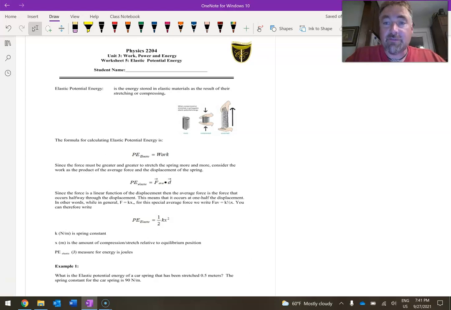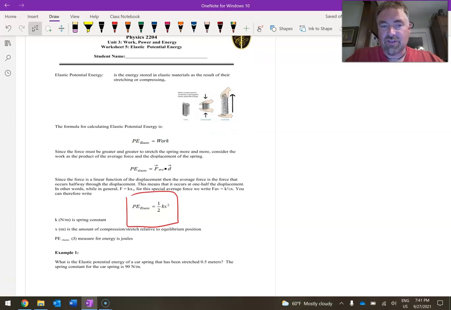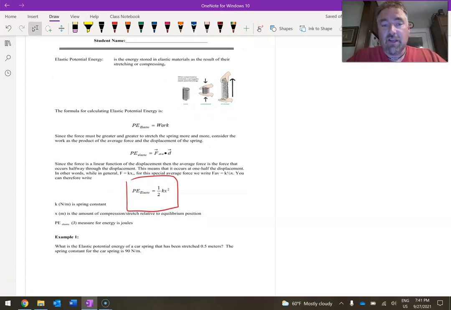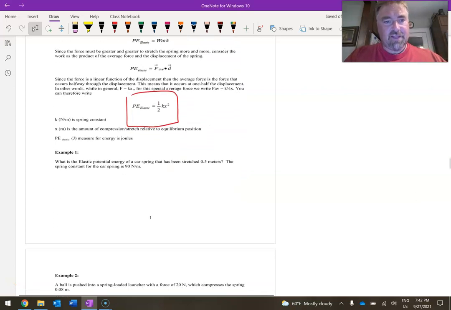Now, quick reminder, elastic potential energy is energy that is stored inside a spring due to the work done in compressing it or stretching it. Okay, and we can find the elastic potential energy formula by doing 1/2 kx². And this still comes from work, because the elastic potential energy is the work done on the object. So it's the force times the displacement, but it's got to be the average force, and that's where the 1/2 comes from. So the first one we're going to look at is example 1.